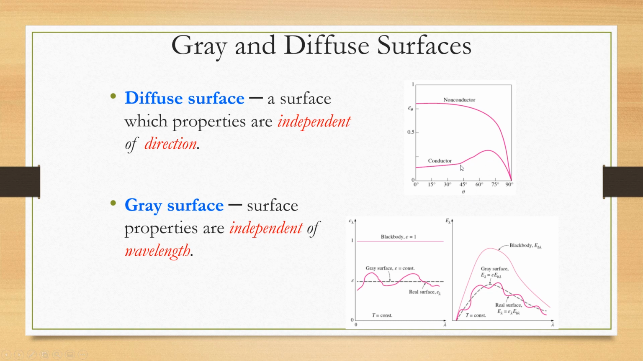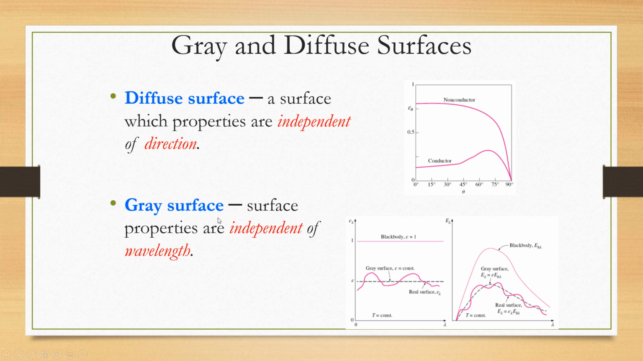As we can see here, for the conductor the emissivity increases as theta increases, reaches a peak, and after the peak it will decrease. The same goes for the non-conductor. We can see that this is not linear, and it is not dependent on theta itself.